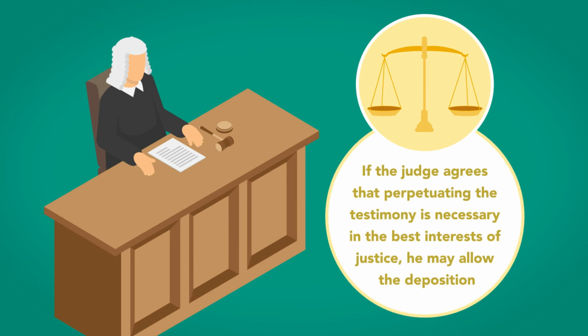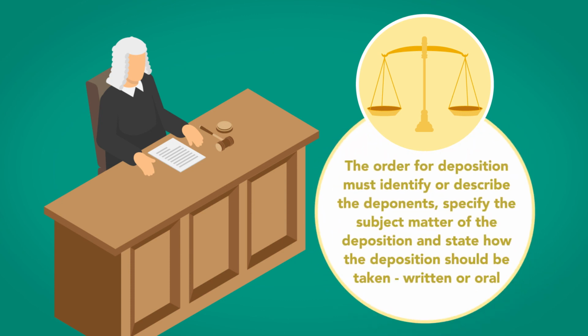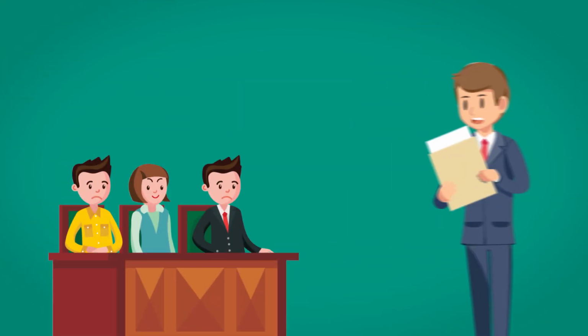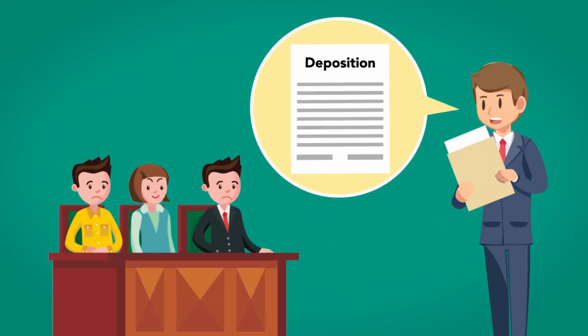If the judge agrees that perpetuating the testimony is necessary in the best interests of justice, he may allow the deposition. The order for deposition must identify or describe the deponents, specify the subject matter of the deposition, and state how the deposition should be taken, written or oral. Once the deposition is taken, it can be used at trial just as live testimony would have been used.